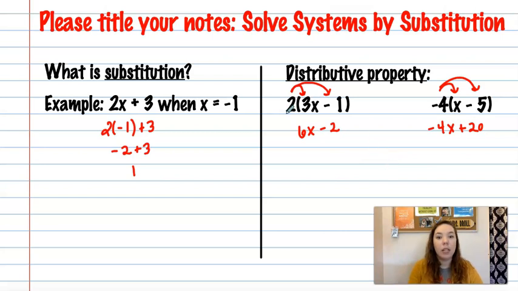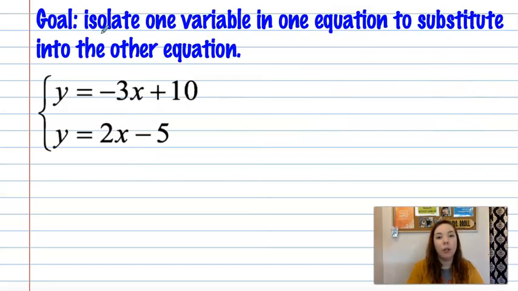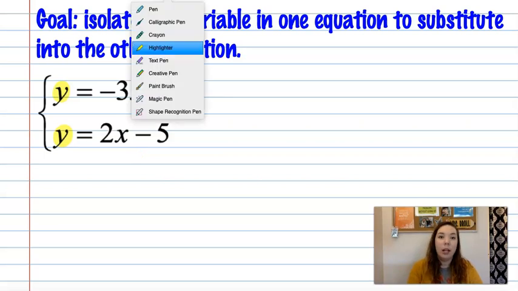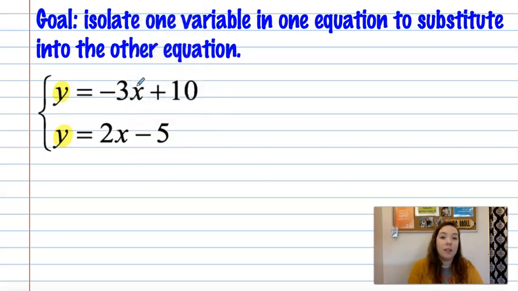All right, so you'll need both of these skills to do solving systems by substitution. So our goal is to isolate one variable in one equation to substitute into the other equation. So you're looking for at least one isolated variable. In this case, these y's are both isolated, meaning they're all by themselves on one side of the equal sign. So I have more than one, and that's fine too.